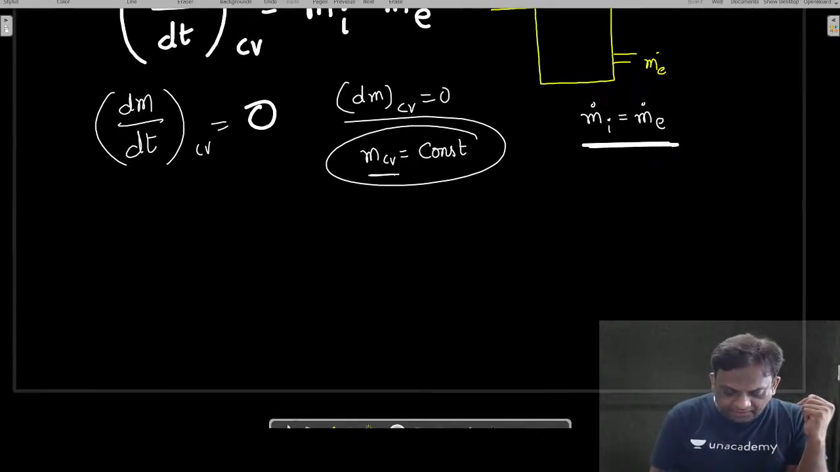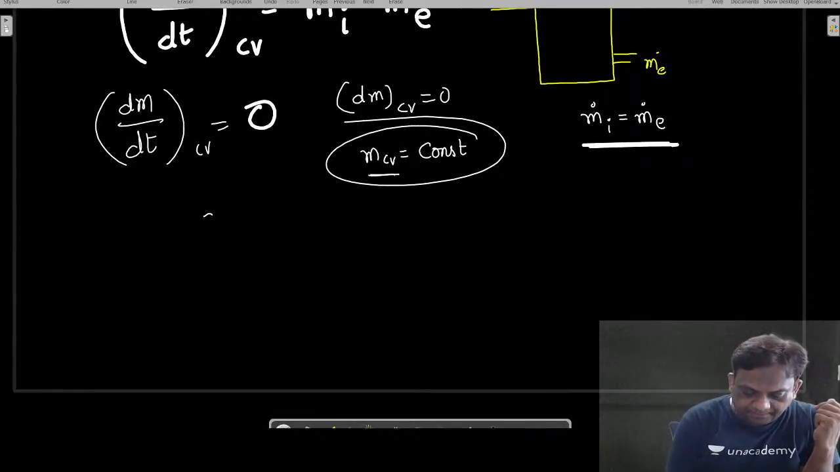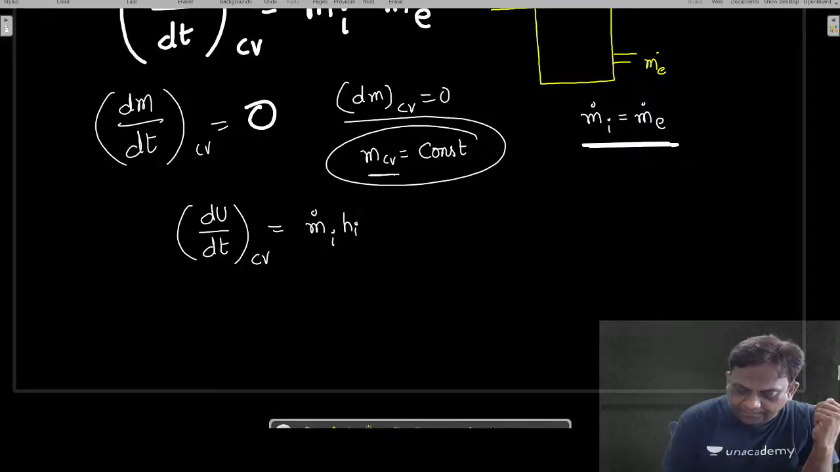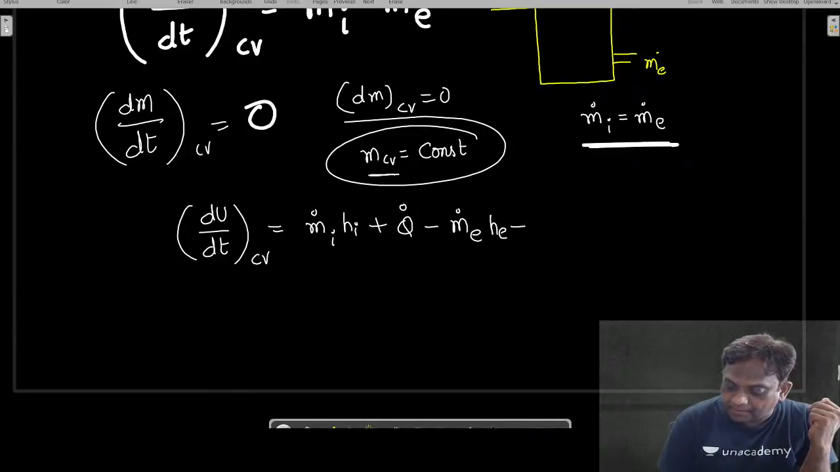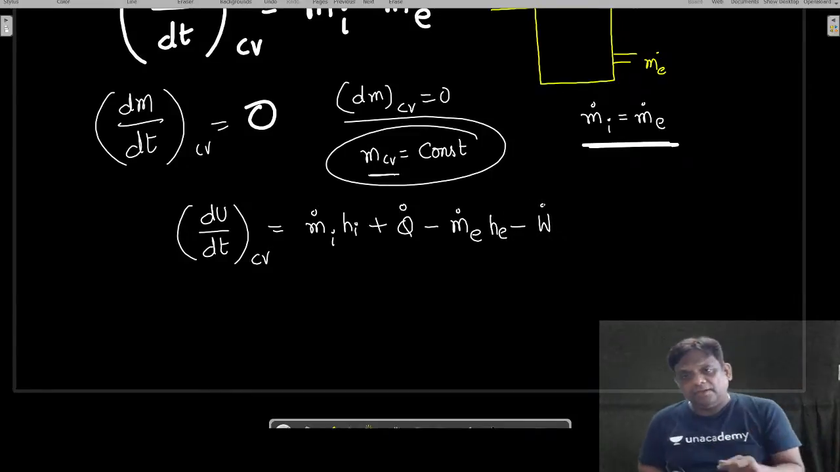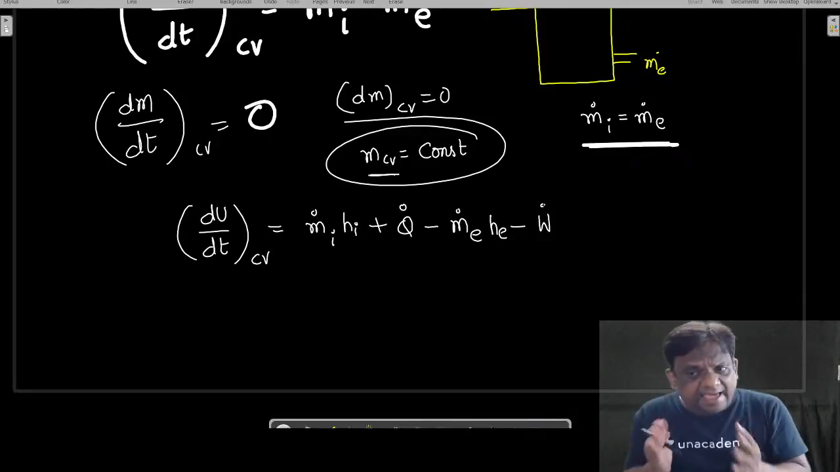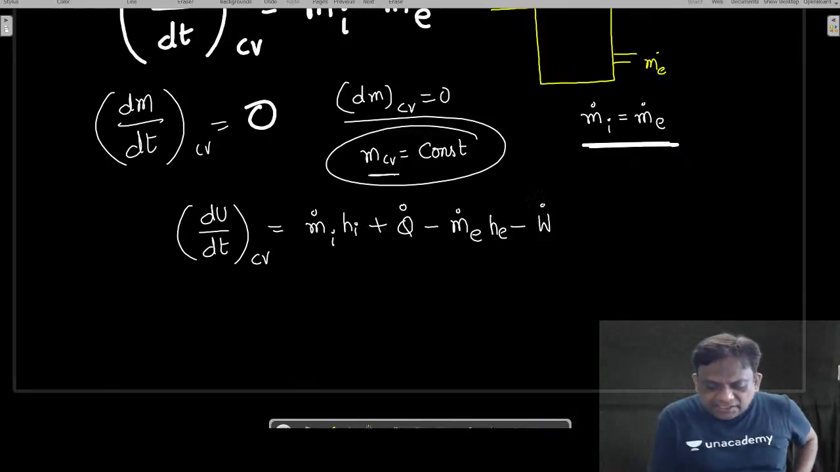Wonderful. Now we'll go for energy conservation. du by dt in the control volume is equal to m dot i hi plus q dot minus m dot e he minus w dot. This is my second equation. मुझे बताओ, from the tank, are you getting any work?